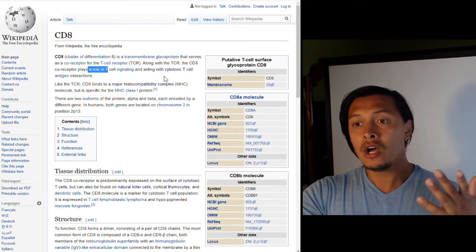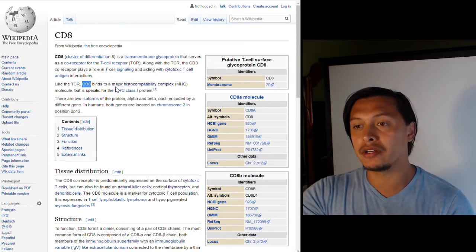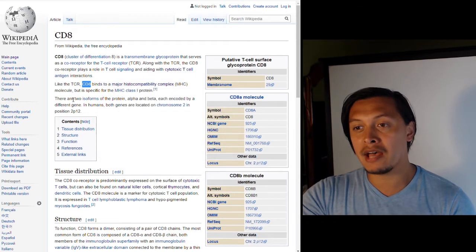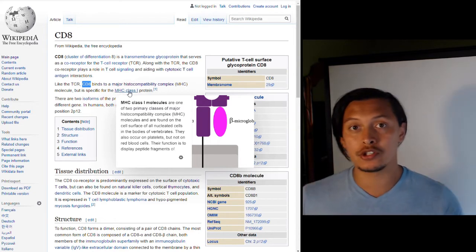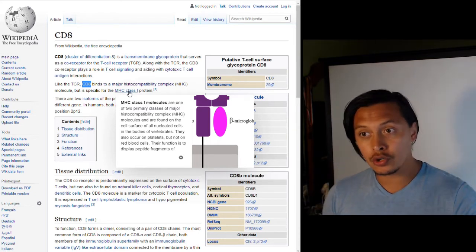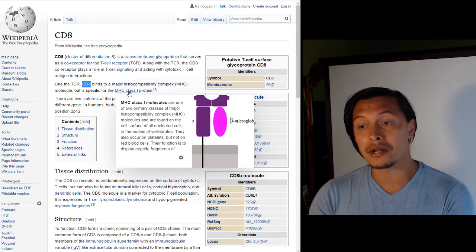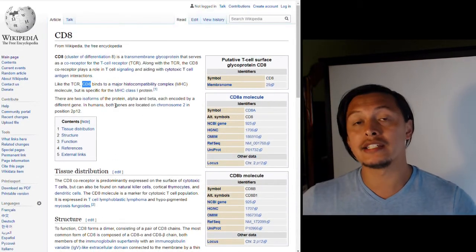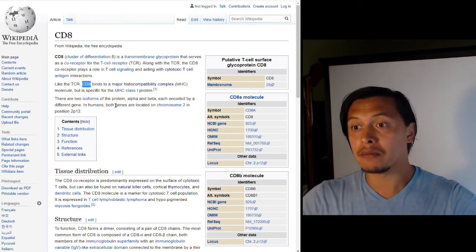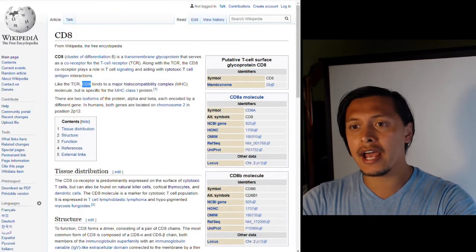Okay, so this is like the T cell receptor. The CD8 will bind to the major histocompatibility complex molecule, but it is specific for the MHC class 1 protein. So remember, the CD4 cell was more specific to the major histocompatibility complex 2. This one is more specific to the MHC class 1 molecule. And just know that they will have different cellular signaling pathways associated with them. So with that is the CD4 and the CD8.